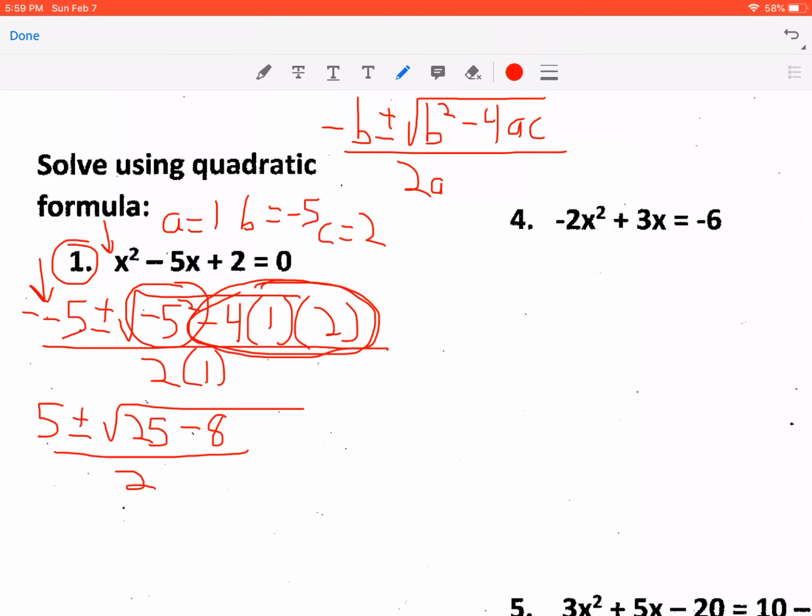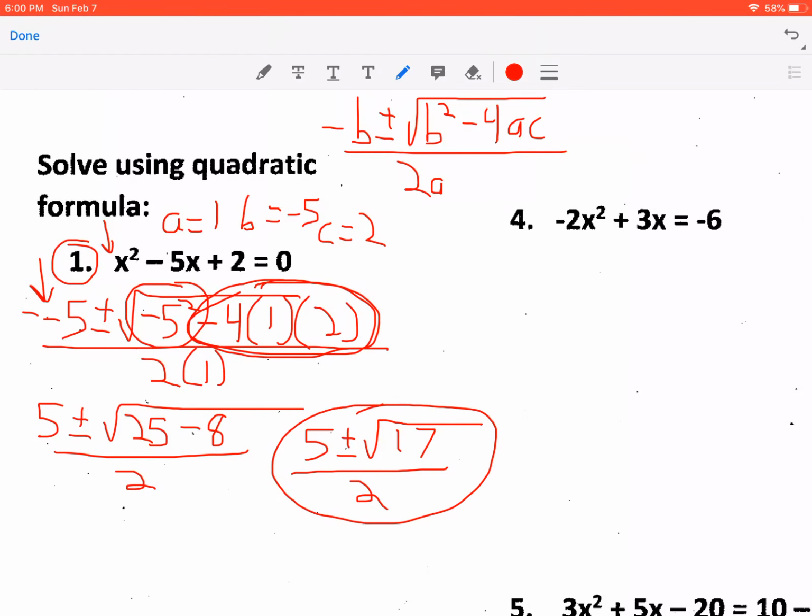All right, best we can do is clean up 25 minus 8 inside the radical. My answer is 5 plus or minus the square root of 25 minus 8, which is 17, divided by 2. Unless you can simplify the square root of 17, which you can't, that's the best you can do. And that's it right there.